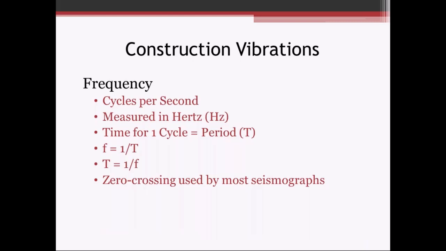So frequency, I think we all know what it is. It's cycles per second, typically measured in hertz. Time for one cycle is the period. Frequency is the inverse of the period. The period is the inverse of the frequency. And again, for simplicity, most seismographs use what's called the zero crossing method when processing frequencies, amplitudes and velocities, and I'll show that in a diagram a little bit better as we go along.